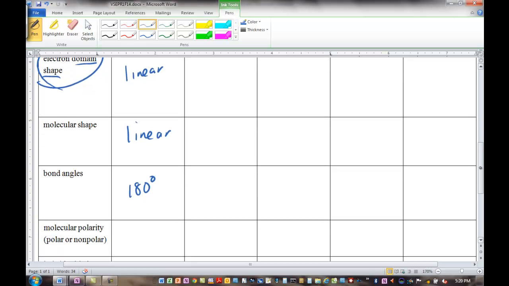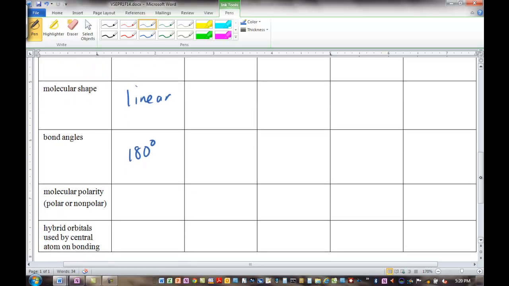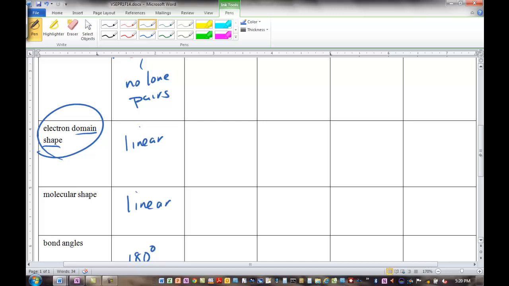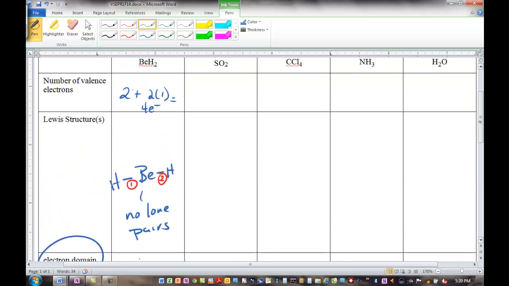Now, we'll do the rest of this on Thursday, most likely. Molecular polarity, hybrid orbitals, we'll do that later. So just stop filling out at bond angles. That's where we're going to stop. Okay, let's go up to the next one.